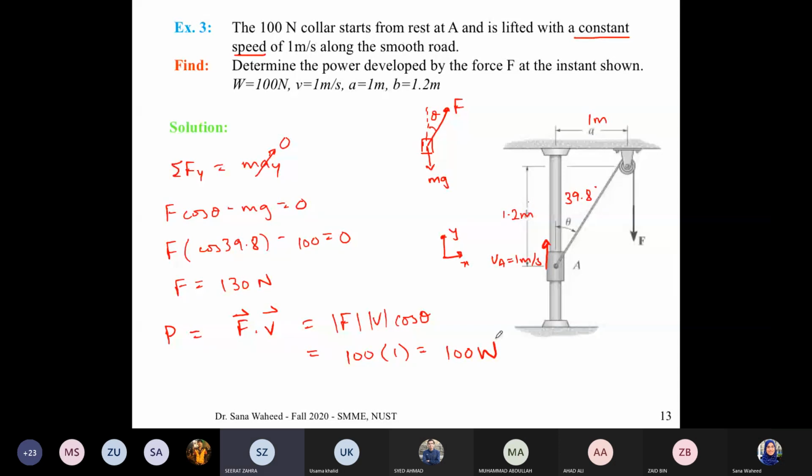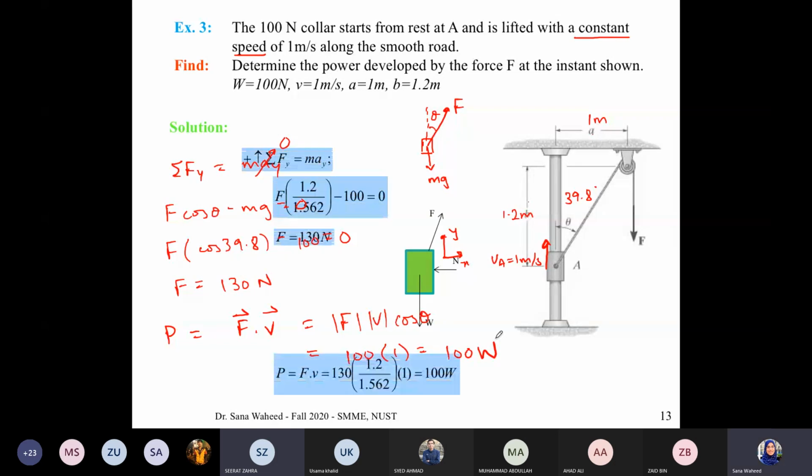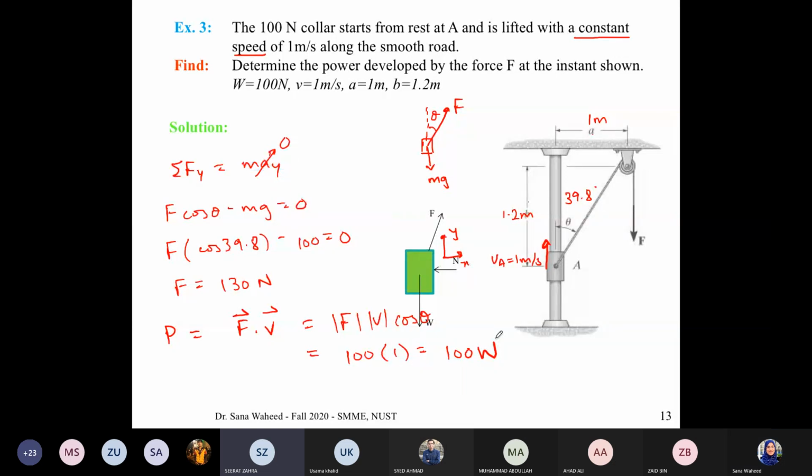Also ma'am, one more thing, you know the way we solved this right now could also have been done. Could we also have done, you know how on the collar the force acting in the y direction is only F cos theta and the weight? So F cos theta is equal to the weight, right? Yep. So can't we, and that's the force acting in the direction. So can't we just do 100 times 1 without doing all of this?